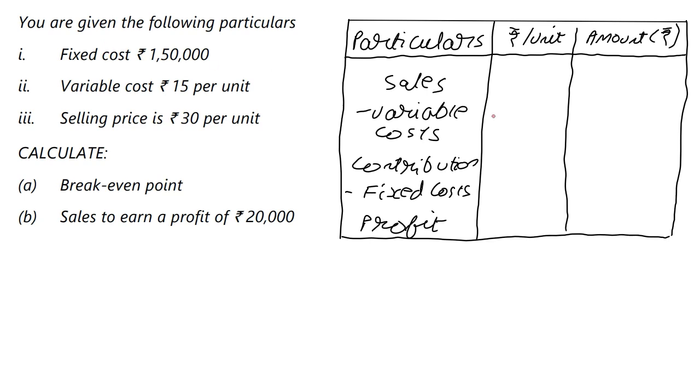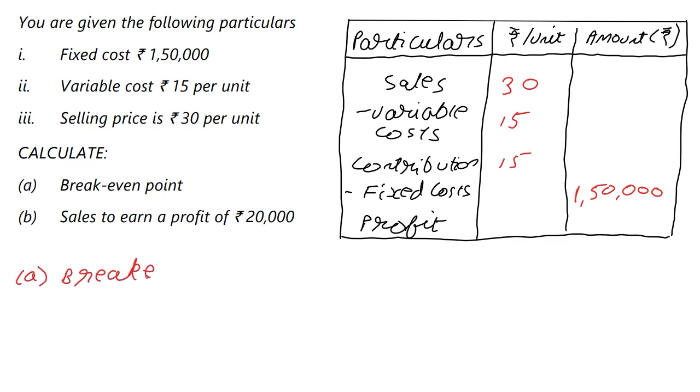Fixed cost is 1 lakh 50 in the outer column because it's a total amount. It's not a per unit basis. But variable cost per unit is 15. Selling price per unit is 30. That means contribution per unit will be 30 minus 15, which is 15. And the first thing that they want is break even point.